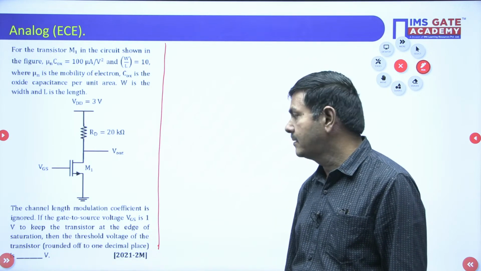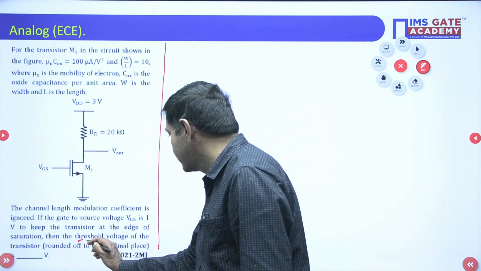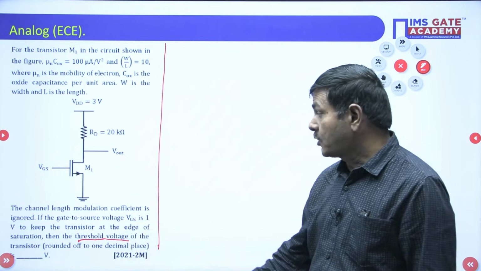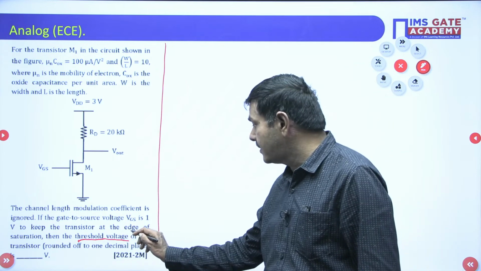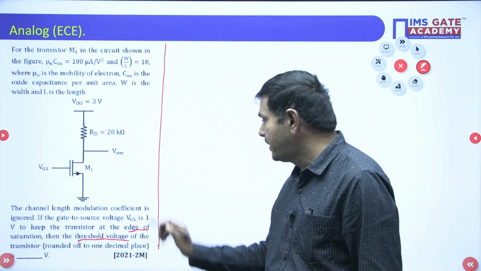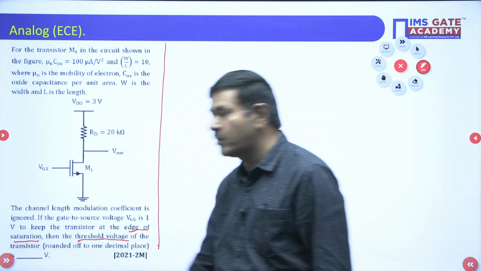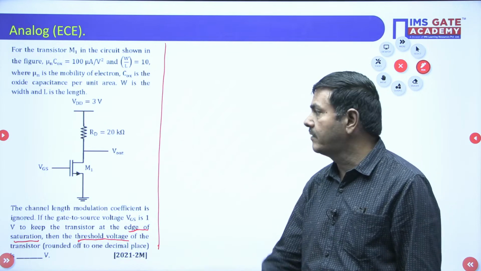What is it asking? It is asking to find the threshold voltage. Threshold voltage is required to keep the transistor at the edge of saturation. To keep this MOSFET at the edge of saturation, what threshold voltage is required? That is the given problem.